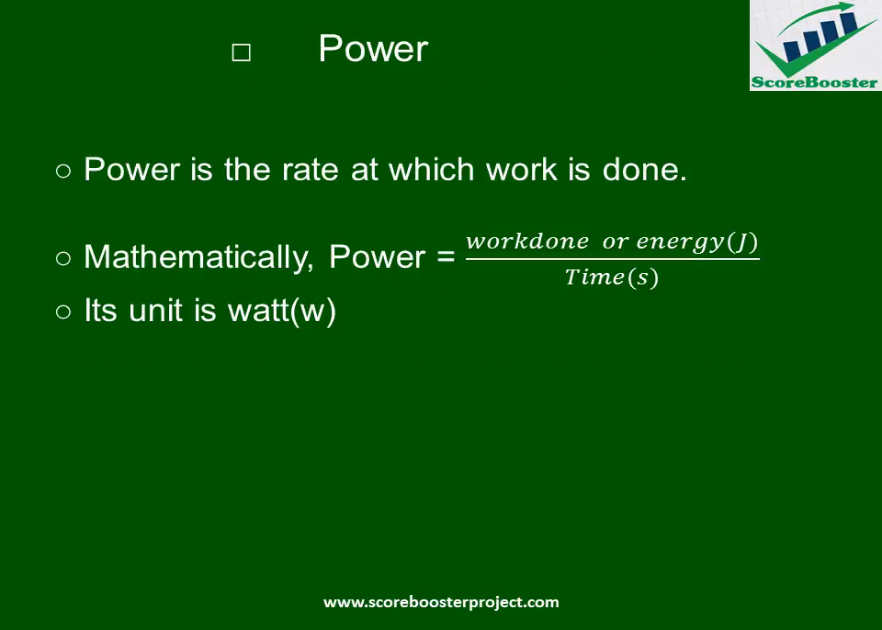Now on to power. Power is the rate at which work is done, or the rate of doing work. Mathematically, power equals work done or energy over time. So, power can be work done over time or energy over time. Its unit is watt or joule per second.